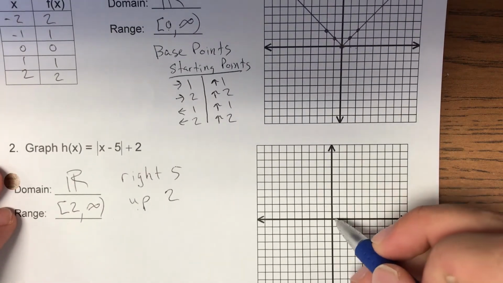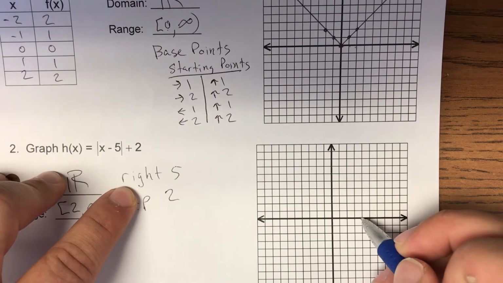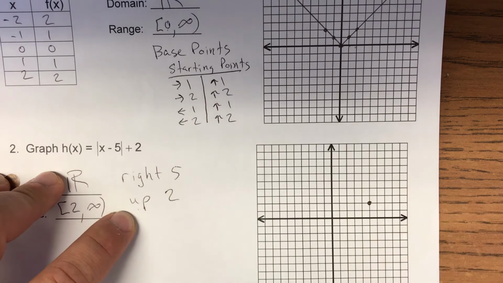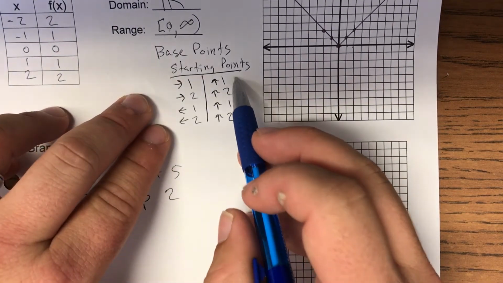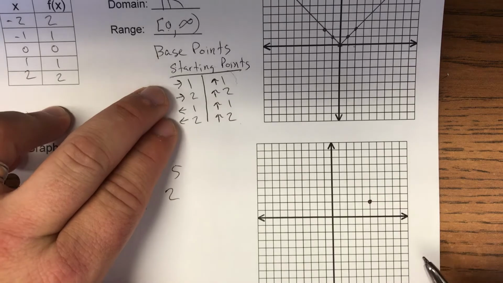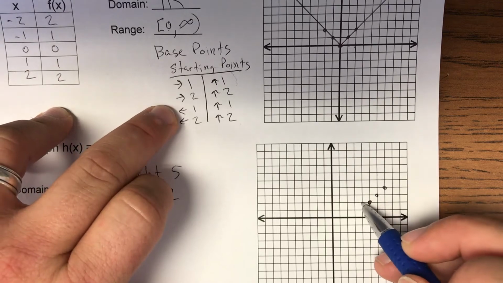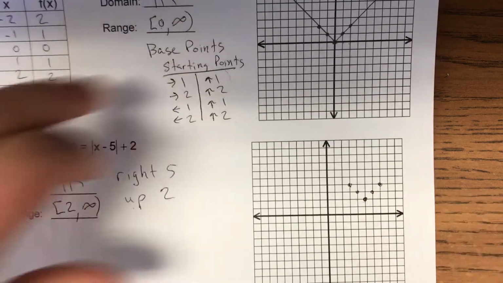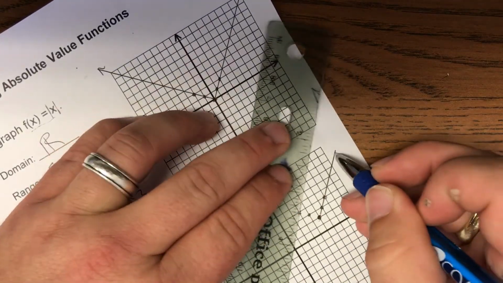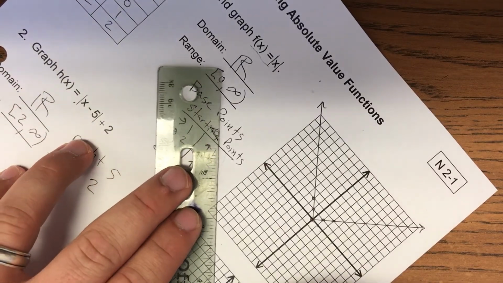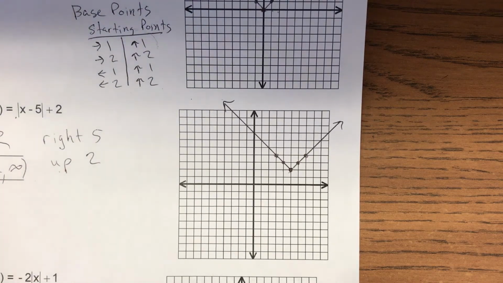And now for my graph. My starting point has moved. Instead of starting at 0, 0, we're going to go right 5 and up 2, (5, 2). There's my new starting point right there. Since there's no stretch or compress in the front or reflection, all my movements will be the exact same as my original starting point. So from my starting point, we're going to go right 1 and up 1, right 2 and up 2, left 1 and up 1, left 2 and up 2. And so it's the exact same V. It's just been moved right 5 and up 2.